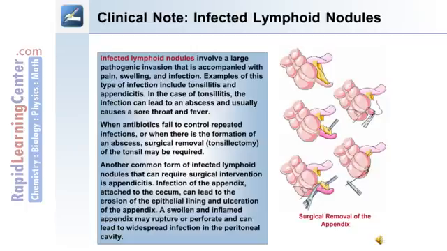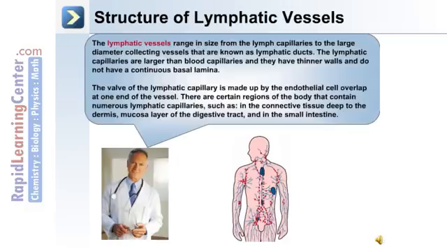When antibiotics fail to control repeated infections or when there's a formation of an abscess, surgical removal or tonsillectomy of the tonsils may be required. Another common form of infected lymphoid nodules that can require surgical intervention is appendicitis. Infection of the appendix attached to the cecum can lead to the erosion of the epithelial lining and ulceration of the appendix itself. A swollen and inflamed appendix may rupture or perforate, and this can lead to widespread infection in the peritoneal cavity.